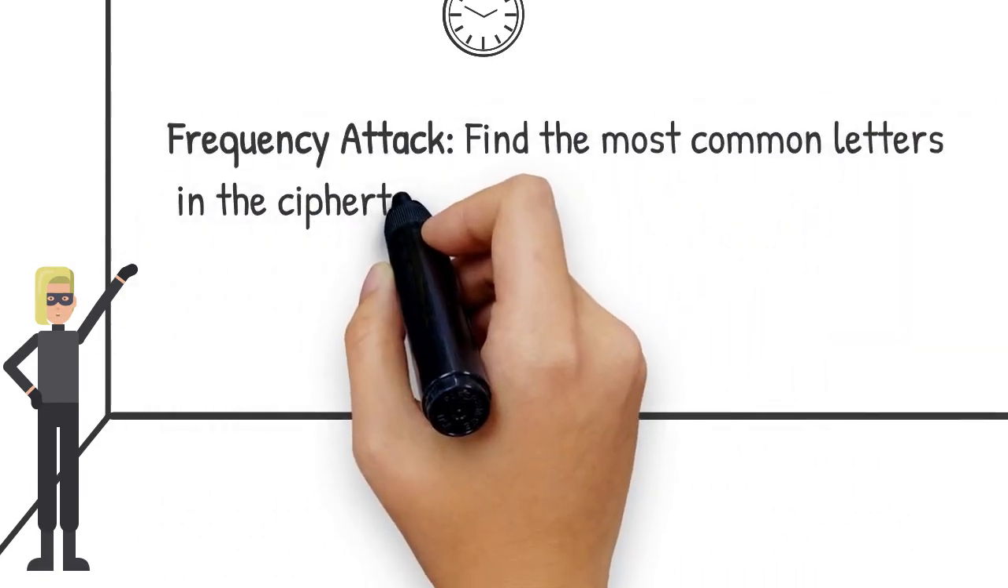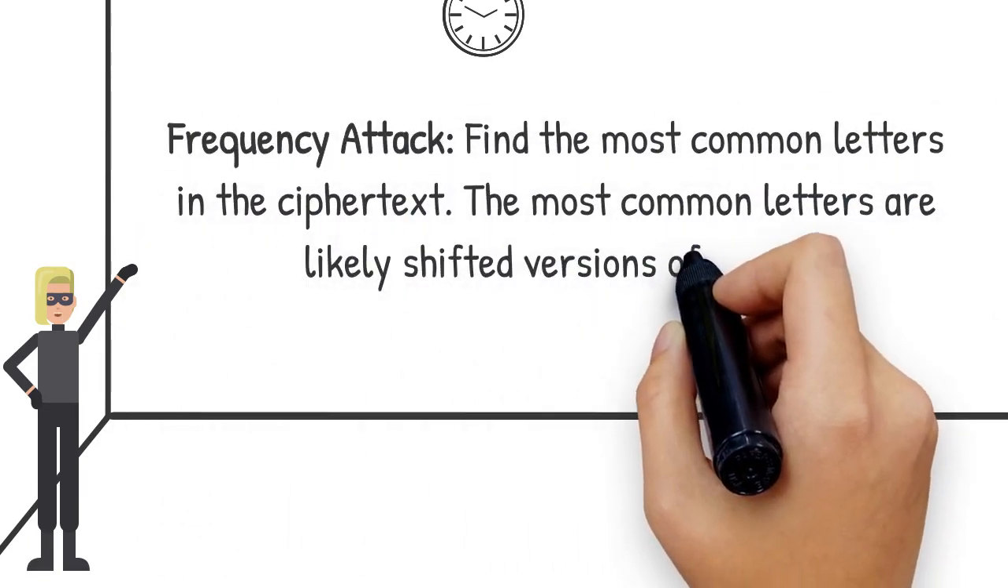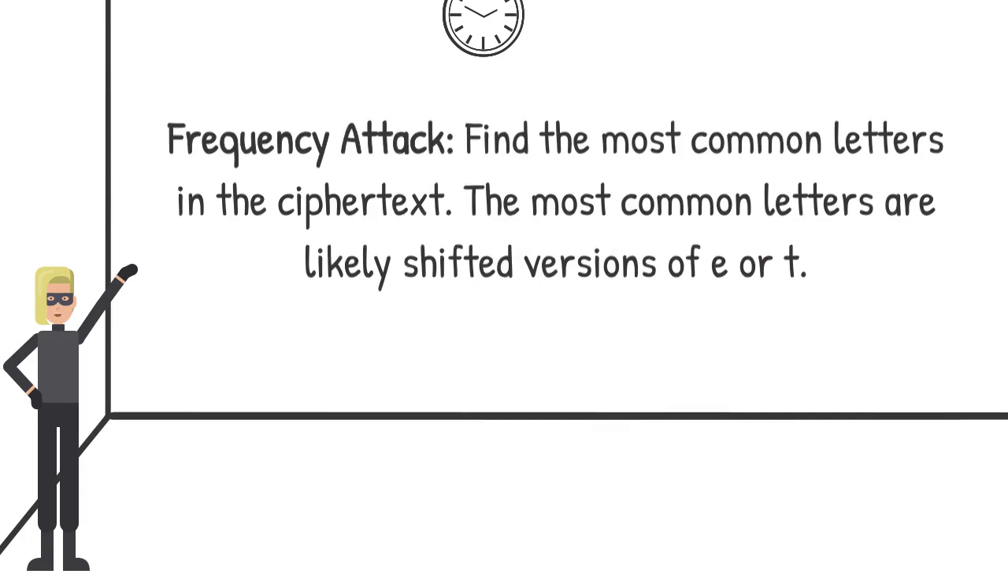Another type of ciphertext-only attack is what is called a frequency analysis attack. In this type of attack, we look at the ciphertext and count how many of each type of letter we have. Since the letter E shows up the most often in English messages, it stands to reason that the most common ciphertext letter was probably shifted from the letter E. Or, if not, then perhaps it came from the letter T.